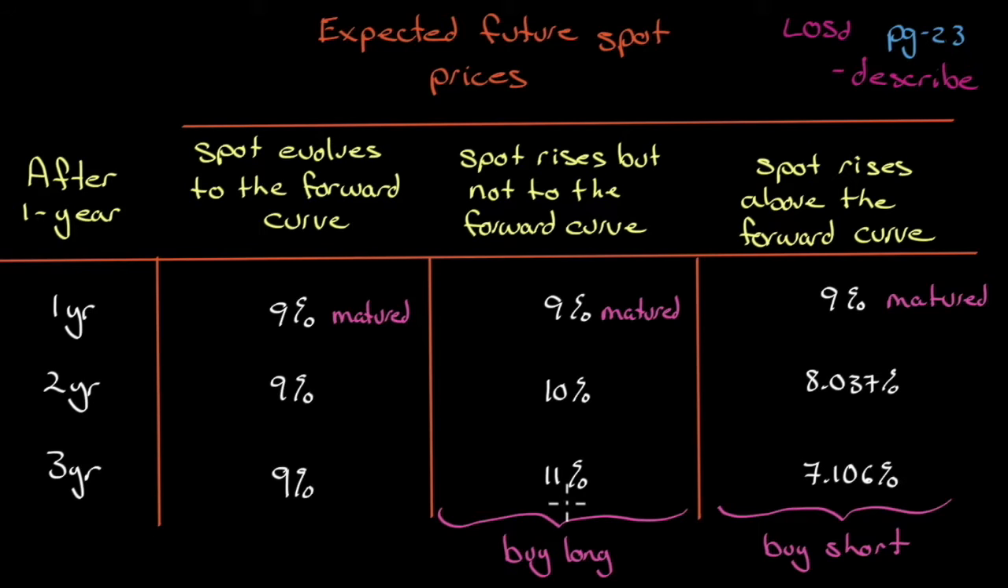Even if your investment horizon was 1 year, you could still buy the 3-year, sell it after 1 year, and realize 11%. If the spot rate rises above what was implied by the forward curve on day 0, you would have done better by buying short instead of buying long.